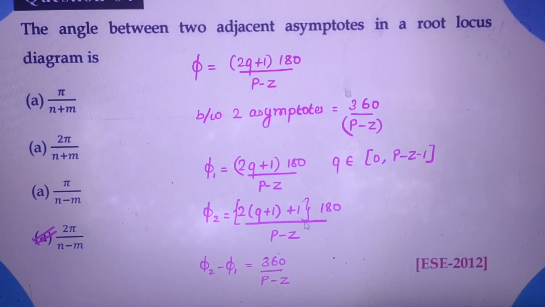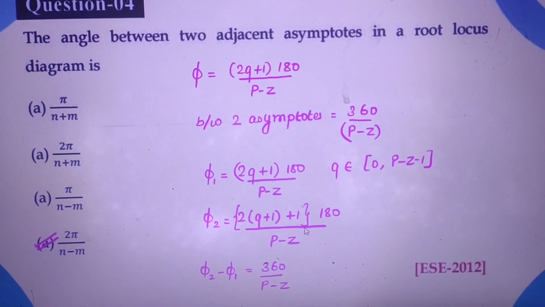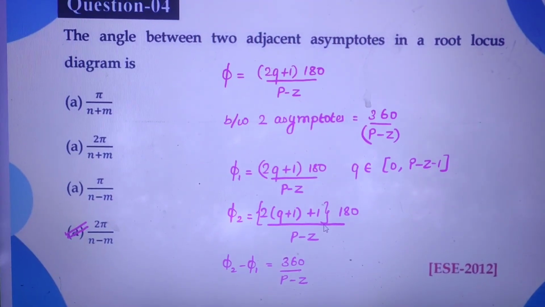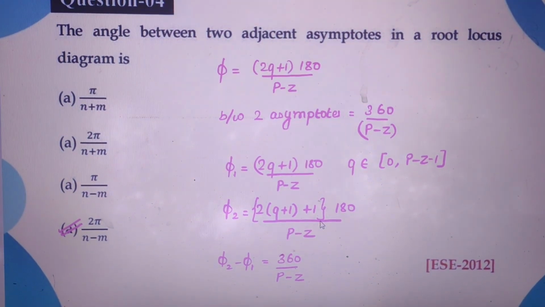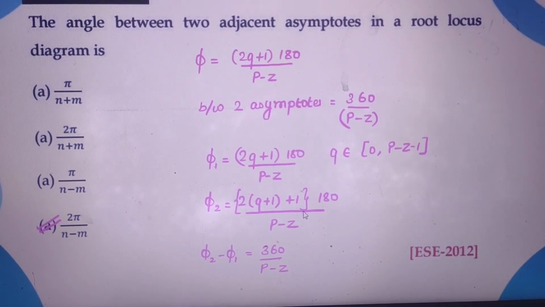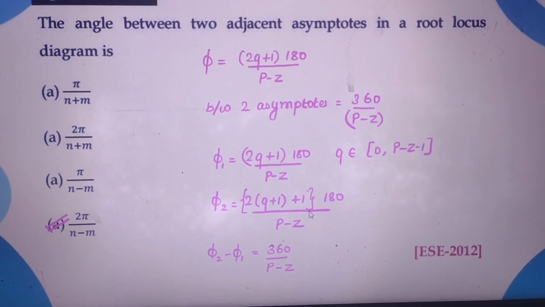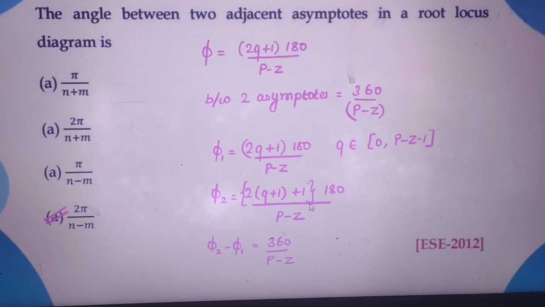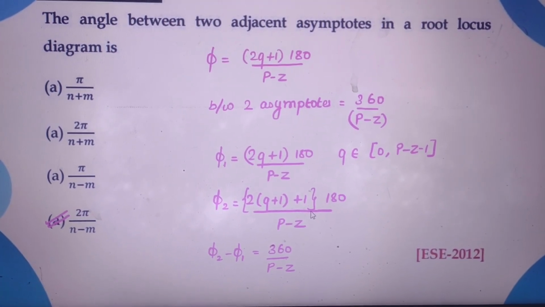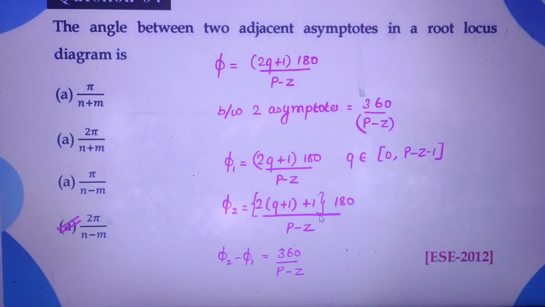The angle between the two adjacent asymptotes in a root locus diagram is, we know the angle of asymptote formula as (2q plus 1) into 180 degrees by (p minus z). Now in this we will increase q by 1. So phi 1 you will take as (2q plus 1) into 180 degrees by (p minus z). Next, phi 2 you will take as 2 into (q plus 1) plus 1 into 180 degrees by (p minus z). By taking the difference between the two angles, you will get the answer as 360 degrees by (p minus z). So the angle between the two adjacent asymptotes in a root locus diagram is 360 degrees by (p minus z).